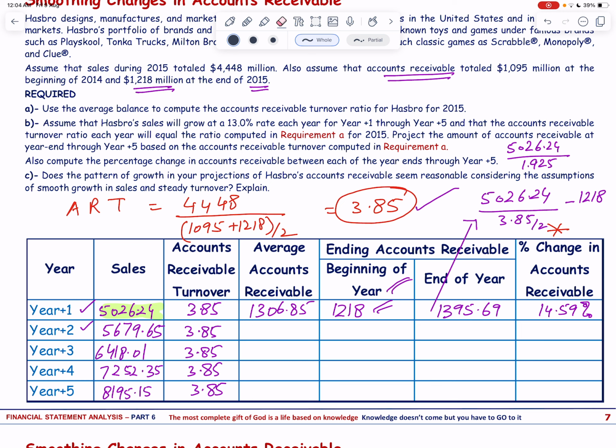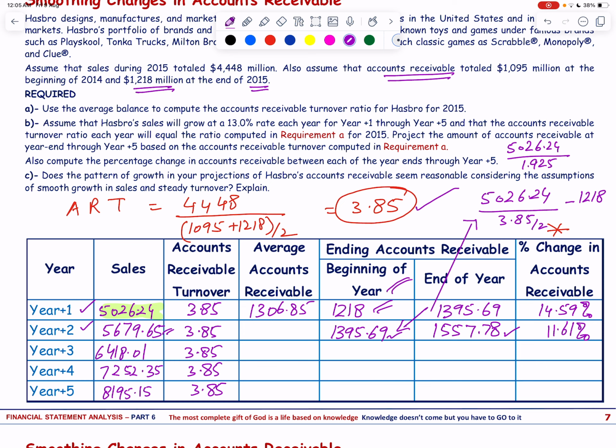Now, just for your information, the accounts receivable at the end of the year will be the beginning accounts receivable for the beginning of the next year, that is 1395.69. And in the same way, we are going to calculate the end of the year, that is sales for year number 2 divided by average accounts receivable turnover. That average means 3.85 divided by 2, and minus 1395.69, and that will give us 1557.78, and the percentage change will be the same, 1557.78 minus 1395.69 divided by 1395.69, that is 11.61%.